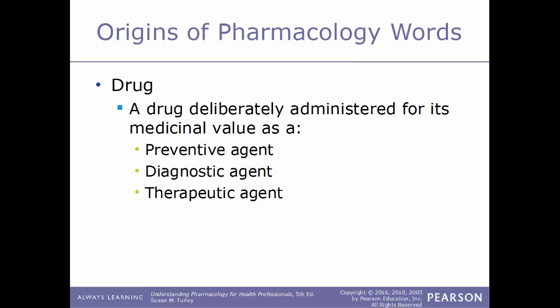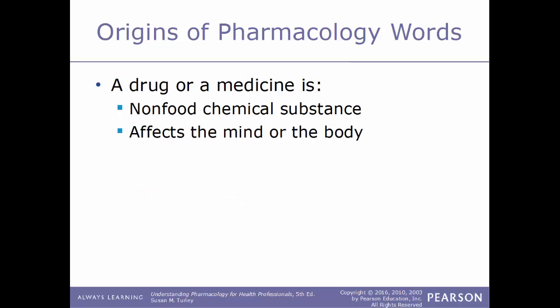It's a preventative agent, it's a diagnostic agent, or a therapeutic agent. And all that means is it's something that either will prevent something from happening, it will help diagnose what's happening, or it will treat what's happening. So a drug or medicine is a non-food chemical substance that affects the mind or the body.